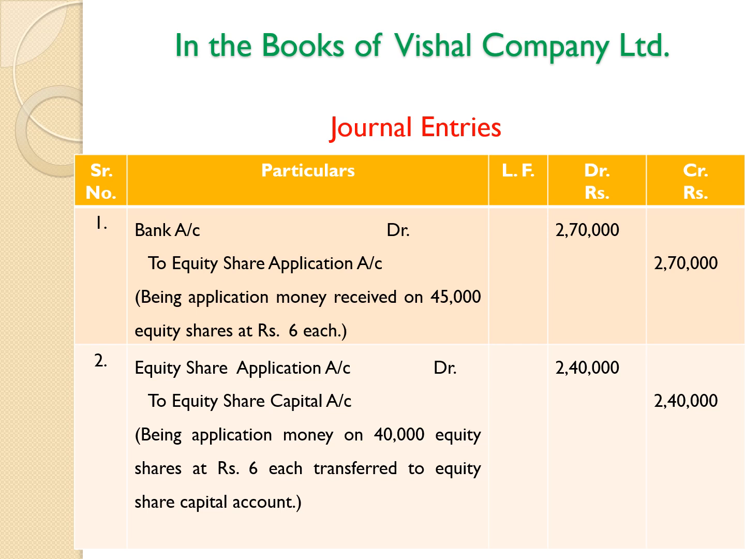Every entry requires narration, and narration starts with 'being'. So for the first entry, narration: being application money received on 45,000 equity shares at rupees 6 each. It means that the company has received application money rupees 2,70,000.